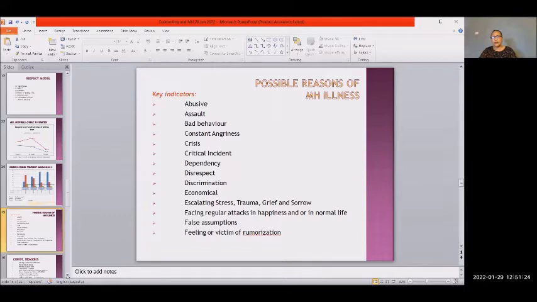Reasons to understand which may lead a person to a mental health illness. It is very important, and the counselor will help to identify all those reasons, and they also provide the referral service to get the treatment path.